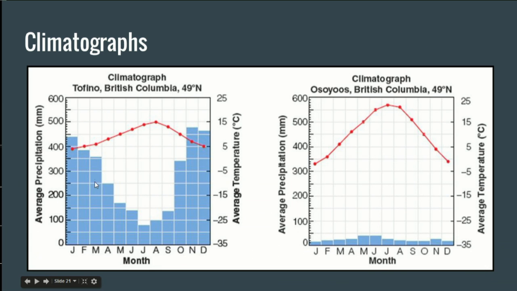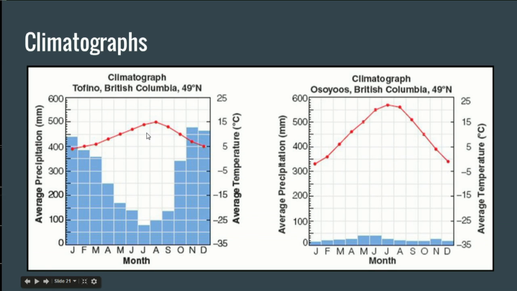So when I read the blue bars, these are the months of the year: January, February, March, April, May, June, July, August, September, October, November, December. When I read the blue bars, I'm reading off the left side of my graph. And when I'm reading these red dots, this is the temperature, I'm reading off the right side.